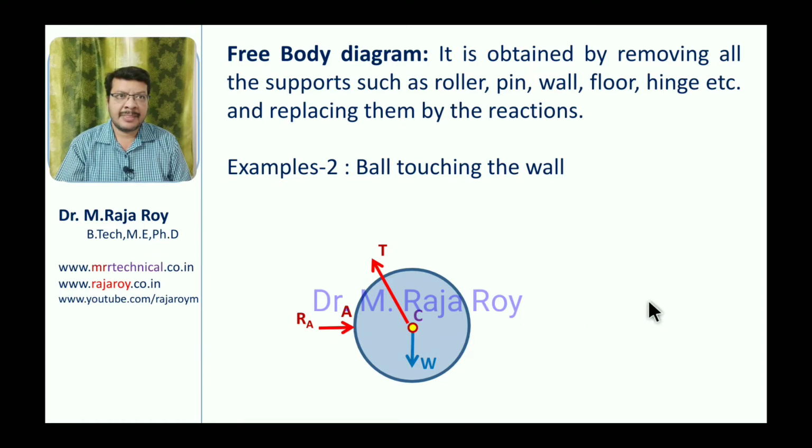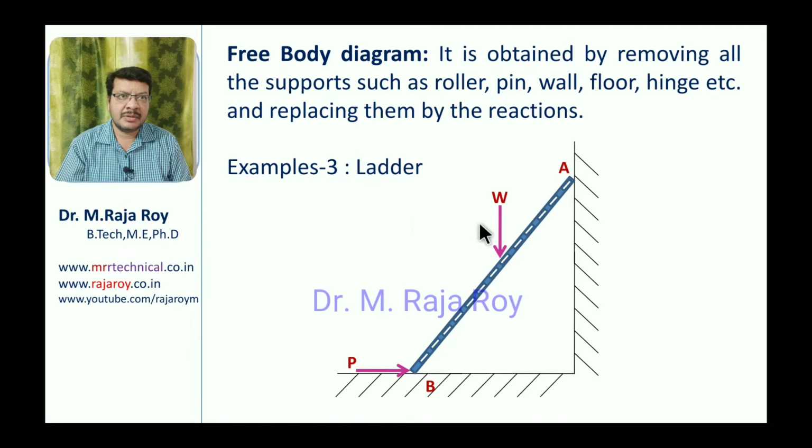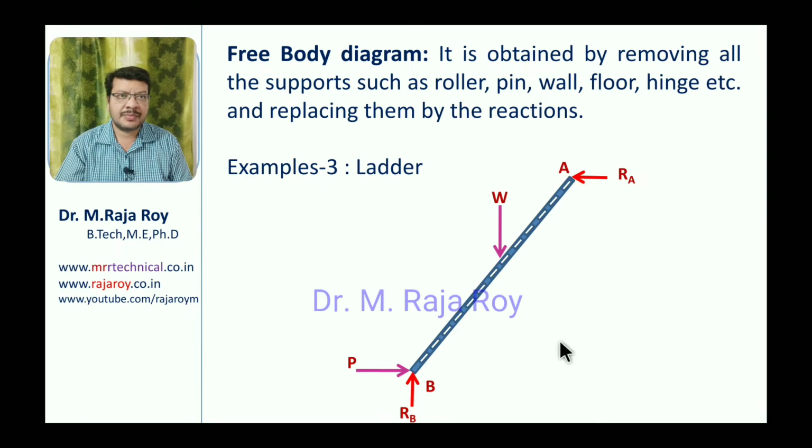Okay. Next example is the ladder example. When a ladder is placed like this on the floor and touching the wall, this particular end A is at the wall, this particular end B at the floor. Here W is the weight of the ladder and P is the force acting at this particular tip. Then you will get the reaction here in the perpendicular direction like this, and here you will get the reaction in the upward direction like this. These are the reactions. That's why replace this support with reactions to get the free body diagram as shown. You just place the reactions and remove the support.